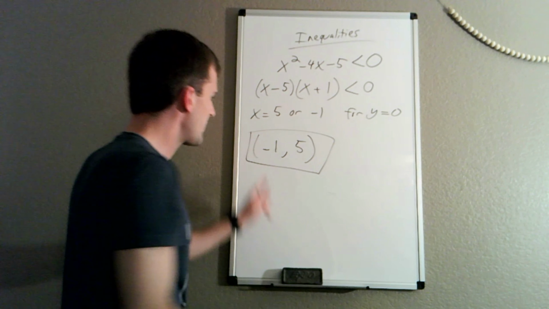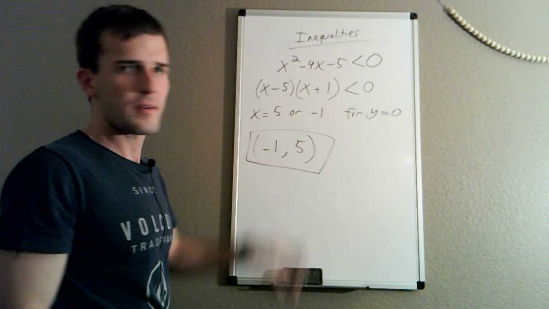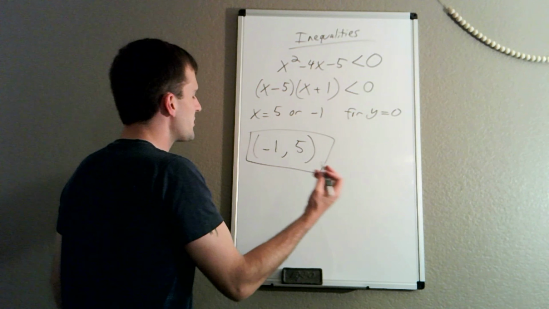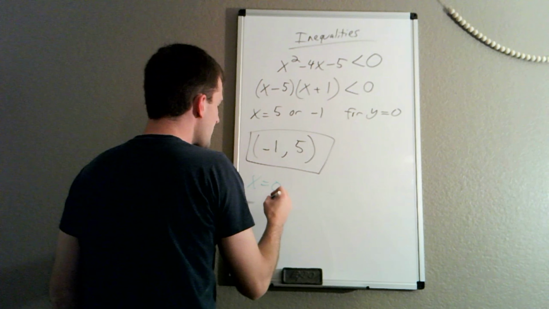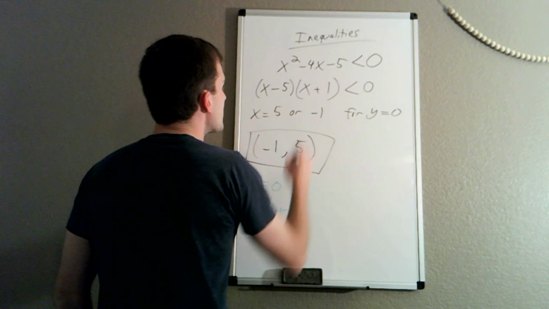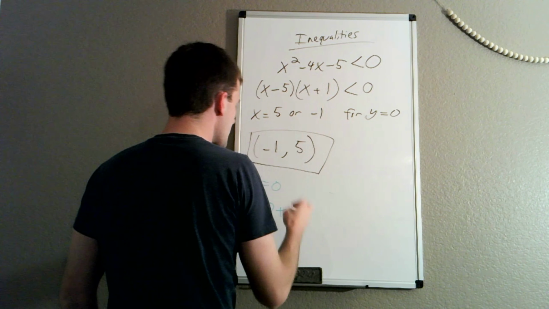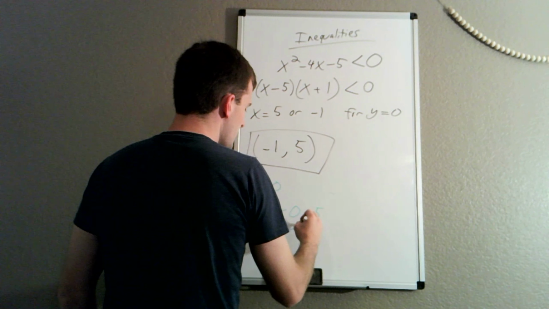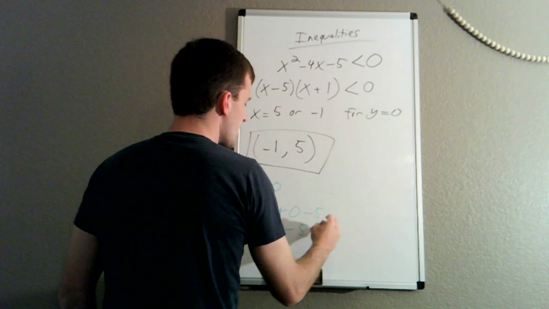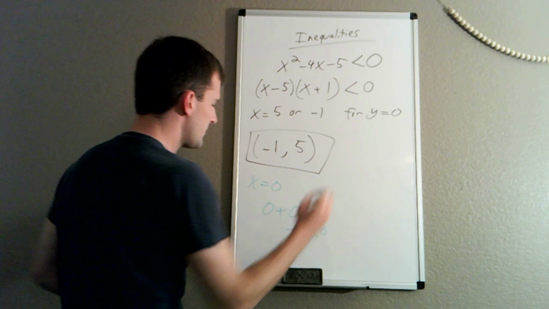Now let's choose a number in between this interval, between -1 and 5. Just for simplicity, we'll choose 0. So when x equals 0, x squared will equal 0. So we're going to get 0 plus -4 times 0 is going to be 0, and then minus 5. So we're going to get minus 5, and this is indeed less than 0. So this checks out.